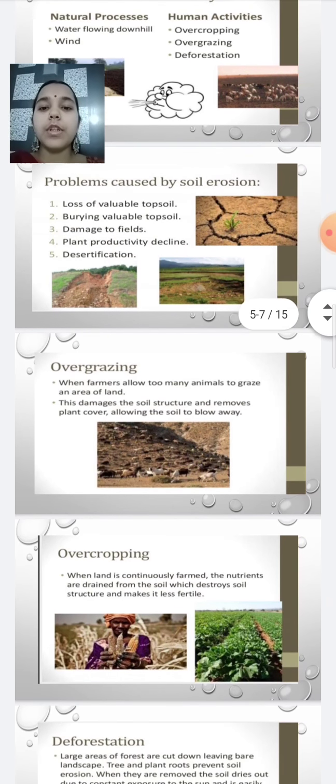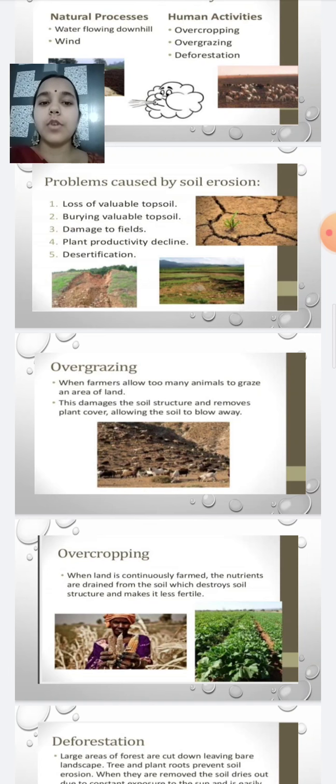Now, we will focus on problems caused by soil erosion. When we are talking about soil erosion, yes, definitely we will have to understand the most important problems which are caused by it, that is loss of valuable topsoil. As we know, without the topsoil, agricultural activities cannot be done. So loss of valuable topsoil is due to soil erosion.